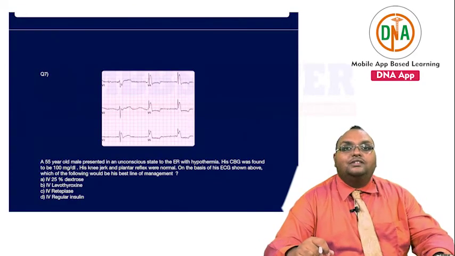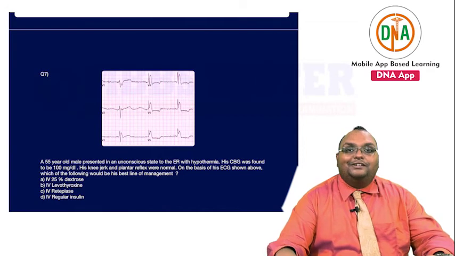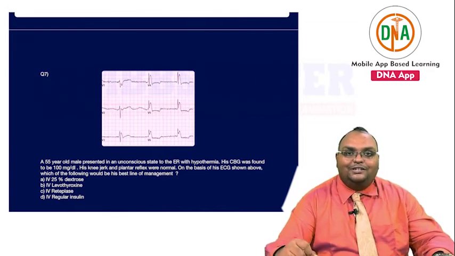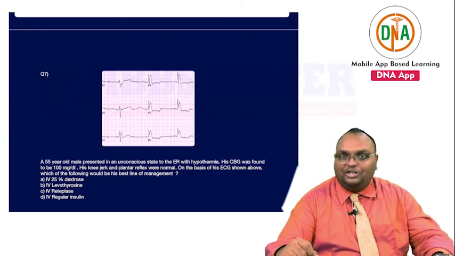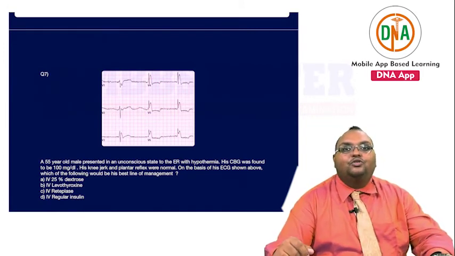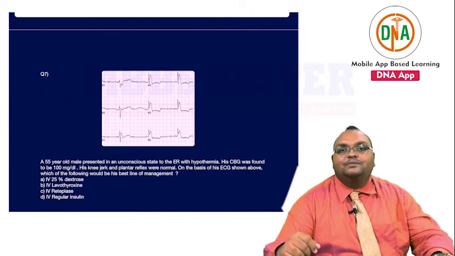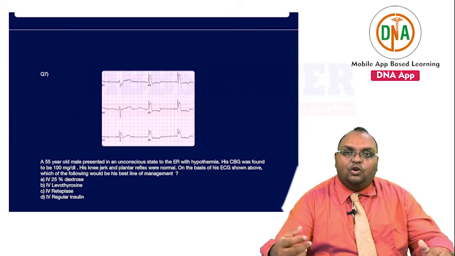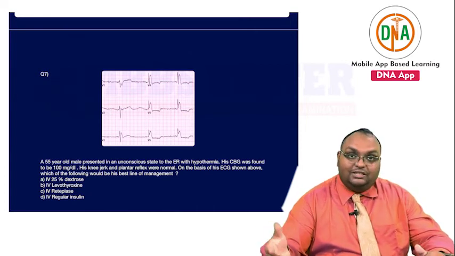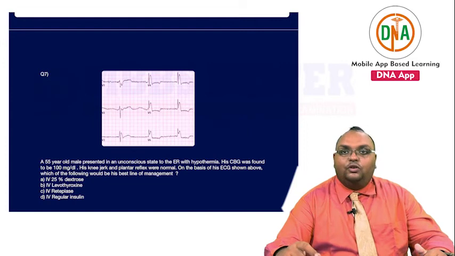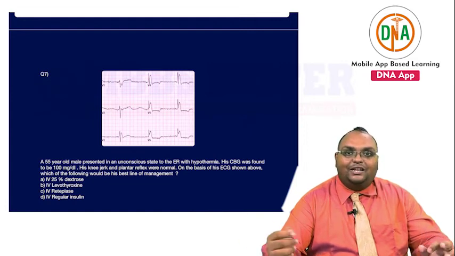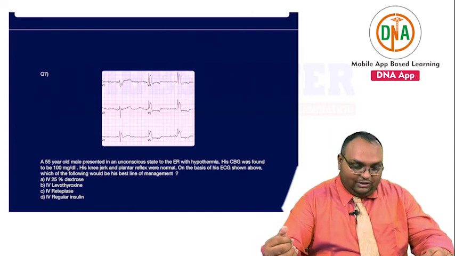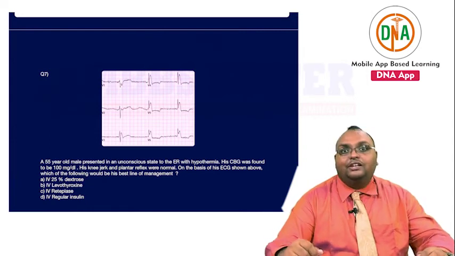So all of you can see this ECG strip, and a bit of clinical touch to the question as well. A 55-year-old man presented in the ER of your hospital in an unconscious state with hypothermia. His capillary blood glucose was 100 mg per dl. His plantar was down, his DTRs, deep tendon reflexes, were normal, and the ECG is shown above. Which of the following would be the best line of management for him? 25% dextrose IV, IV levothyroxine, IV reteplase, or IV regular insulin.